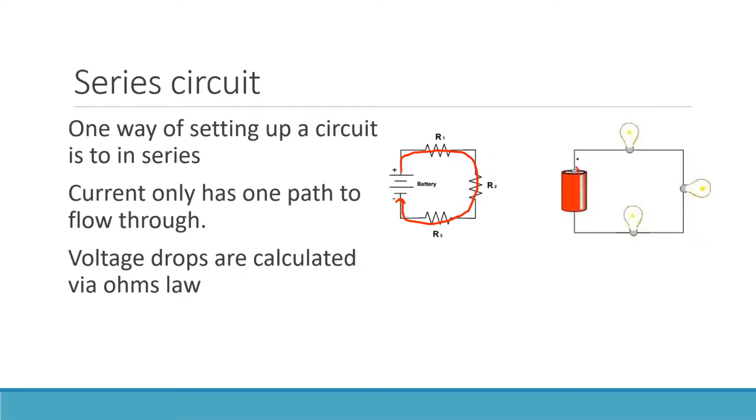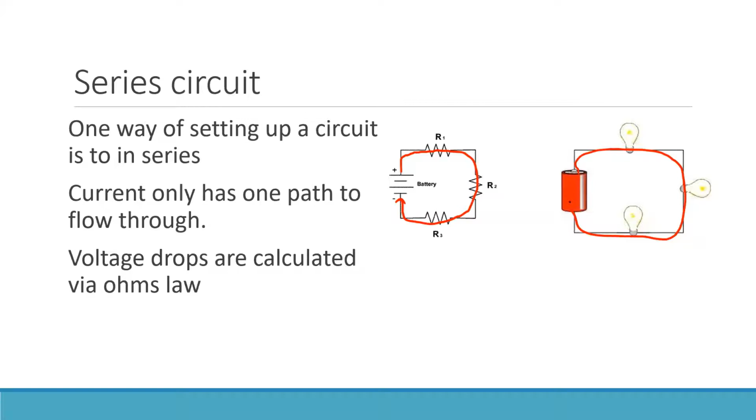Same idea here for this circuit. It's only got one loop. It's called a series circuit because if you think about a book series or a television series, you will watch the first episode, then the second episode, then the third episode, and the fourth episode. You read the first book, the second book, the third book, and the fourth book. A series has an order to it: first, second, third, fourth.